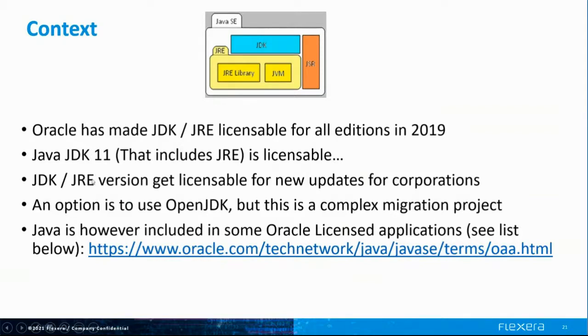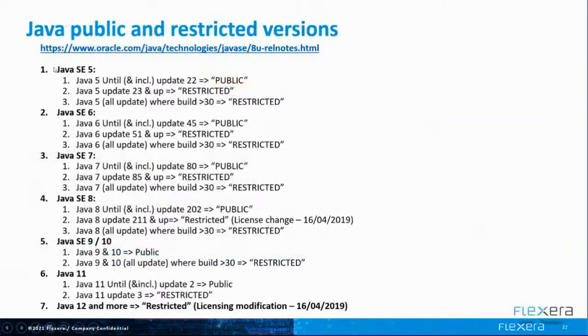And this makes it quite complex with another topic, which is that Java is included in some of the middleware products, WebLogic, Oracle Fusion. So there are a number of products which actually include Java, and there is a link here to the list of these products. And to try to give you a view on how complex this is, you have an example of release notes, which are listing the builds you need to pay for, and the builds that are free.